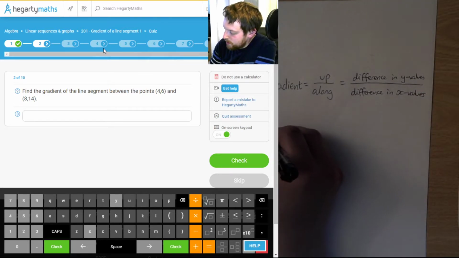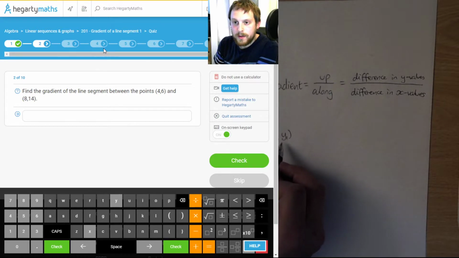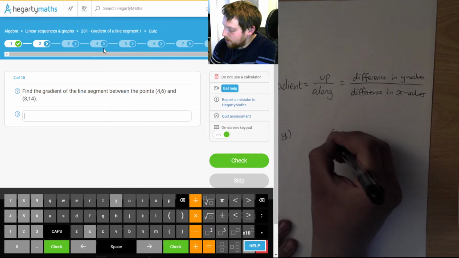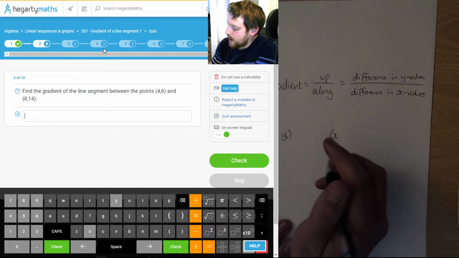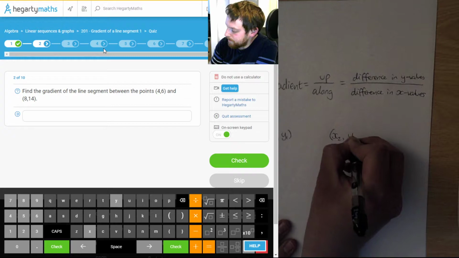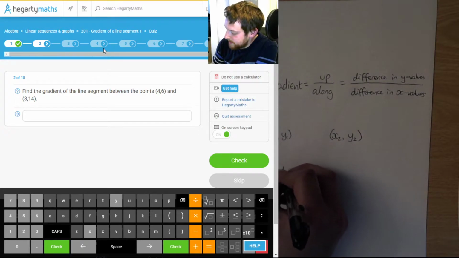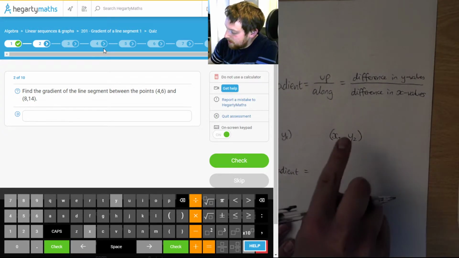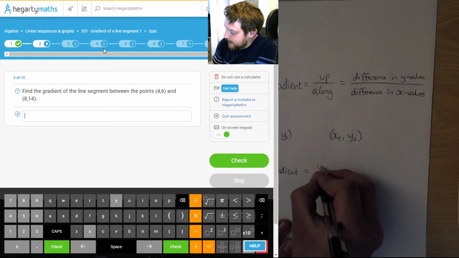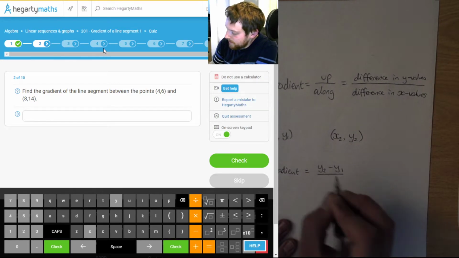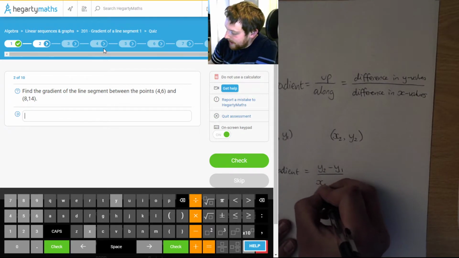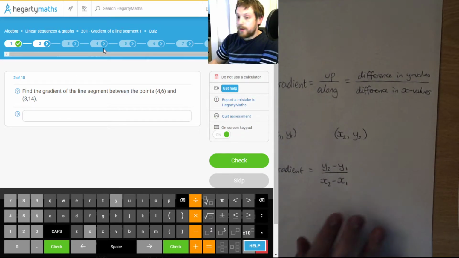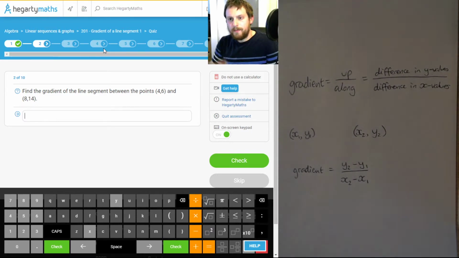So if you have two coordinates, x1, y1, and another coordinate, x2, y2, the gradient is the two y numbers, the difference between those, and then divided by the difference between two x numbers. So I'll leave that there on the screen and answer a few more questions just using the formula, so you can see how the formula is used.